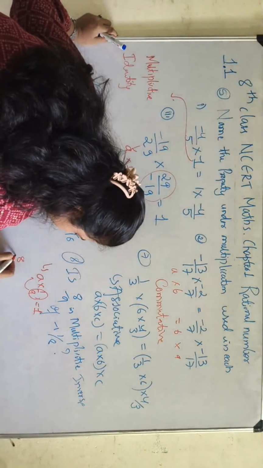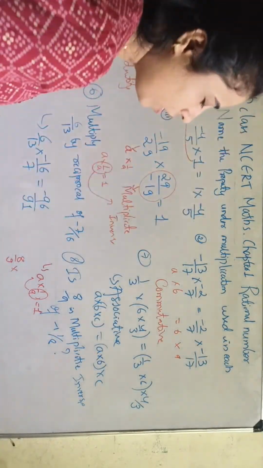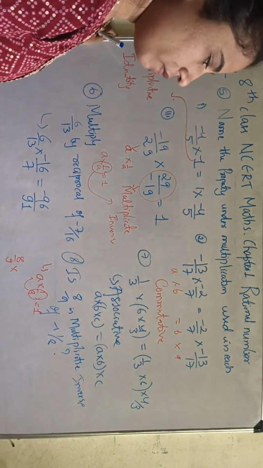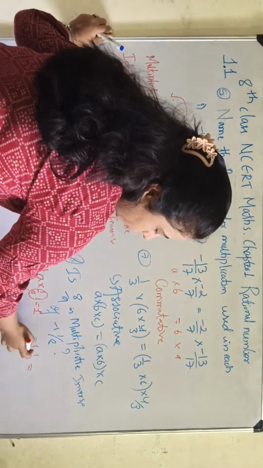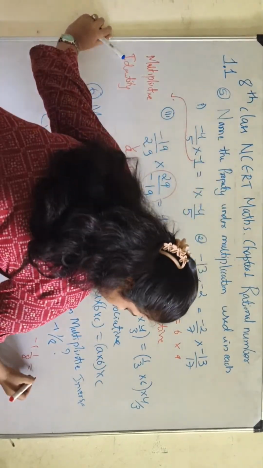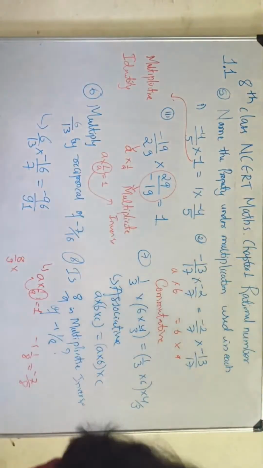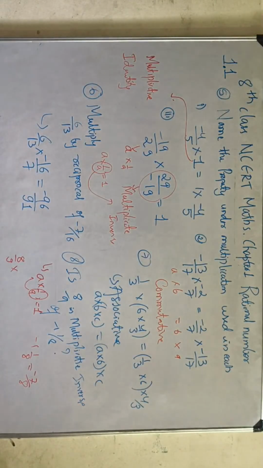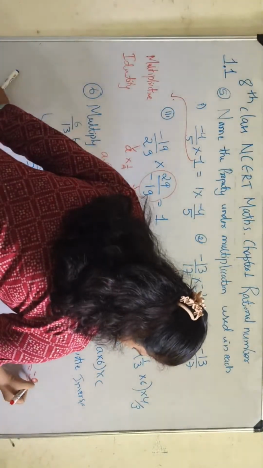8 by 9 is, they told us, a multiplicative inverse of this number, minus 1 into 1 by 8. This is how we have to multiply it. Minus 1 into 1 by 8 is 8 ones are 8, and this is plus 1, so it is minus 7 by 8. Okay, so it is minus 9 by 8, right? We have to add this plus 1, right? Sorry, it is 9 by 8.